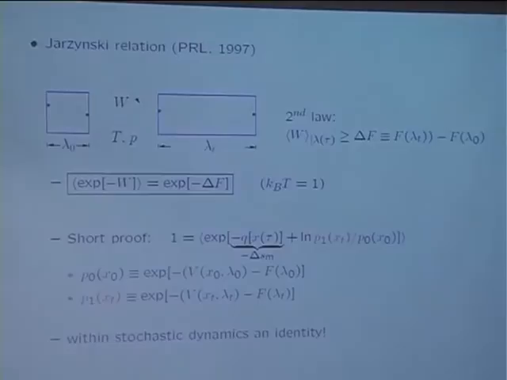Abhishek has derived it using Hamiltonian dynamics. This is the derivation for stochastic dynamics. The relation is true in both settings. So P1 and P0 are completely arbitrary. It's for me to choose the distribution. So if I measure those distributions, I'll put those in?